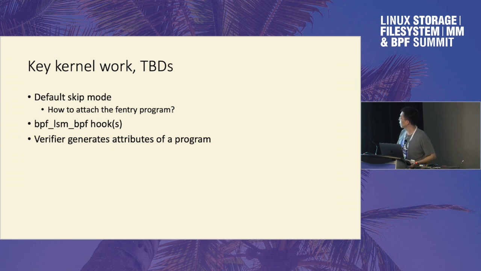A little bit more on what this looks like: the default is the gatekeeper mode. If a non-privileged user loads a program, you need a gatekeeper fentry program to really run the program. If there's no gatekeeper fentry program attached, you just always skip it. That is the case if, for whatever reason, the root forgot to load the fentry program to enforce the security, we will always skip the program. And the next is the BPF LSM hooks, and also the verifier generating attributes. It's probably just gathering existing information we already got in the verifier. And that's it.